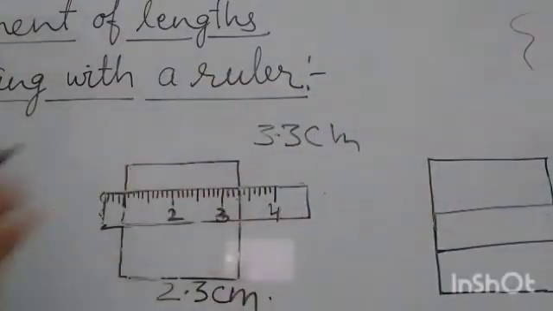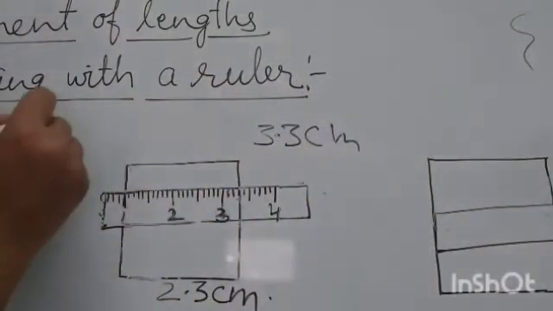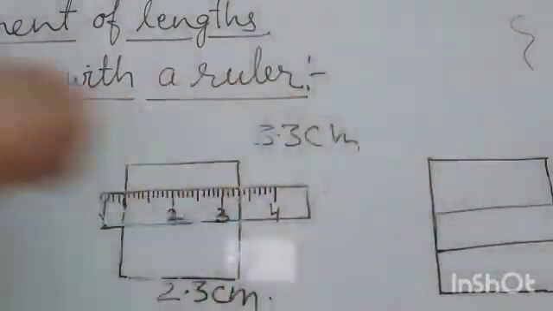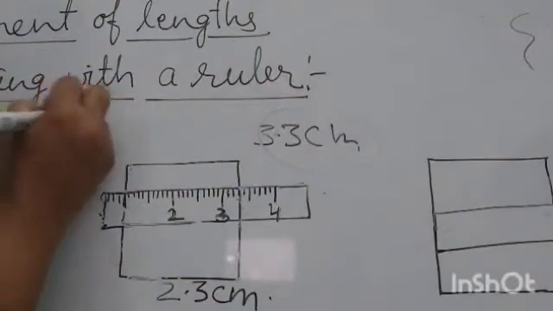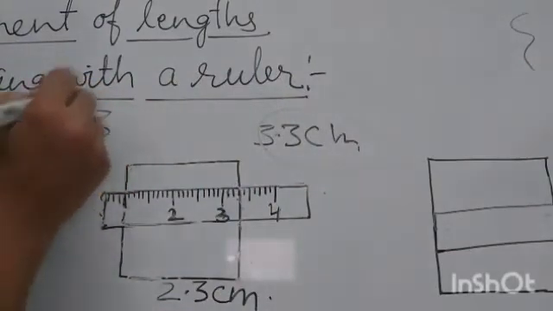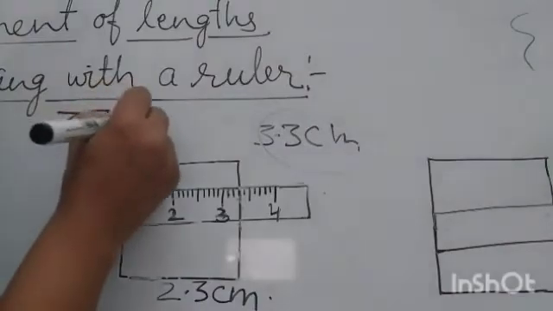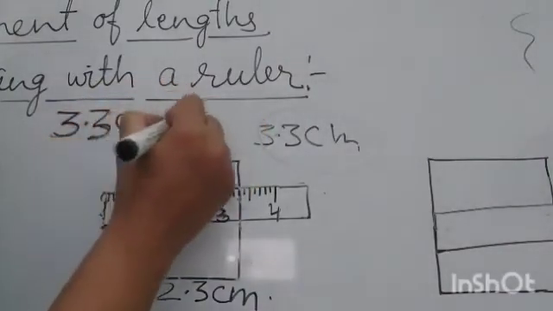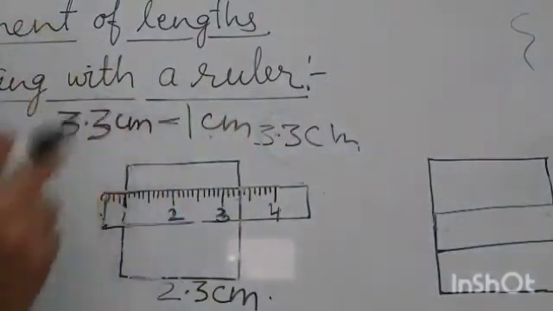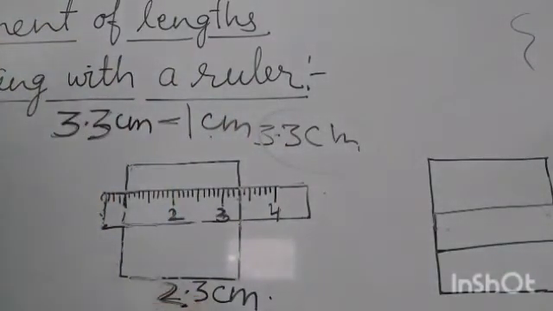Now what will we do? We will subtract 1 centimeter from this reading. So what will we get? 3.3 centimeter minus 1 centimeter. Then what will we get? 3 minus 1, 2. So we will get again 2.3 centimeter. This is the correct reading.